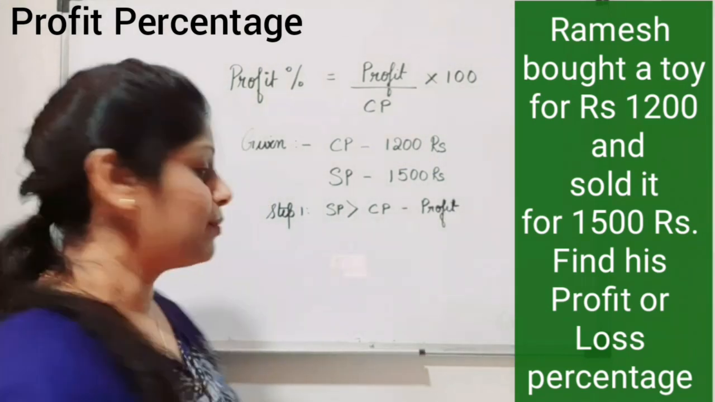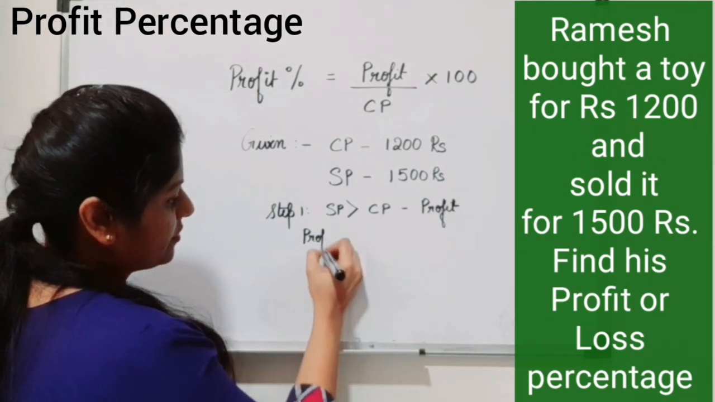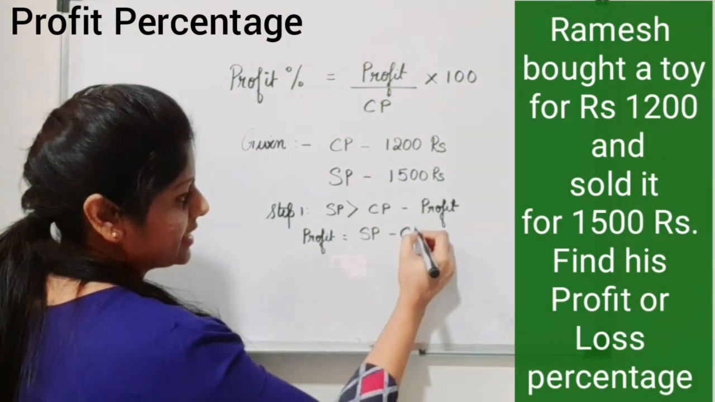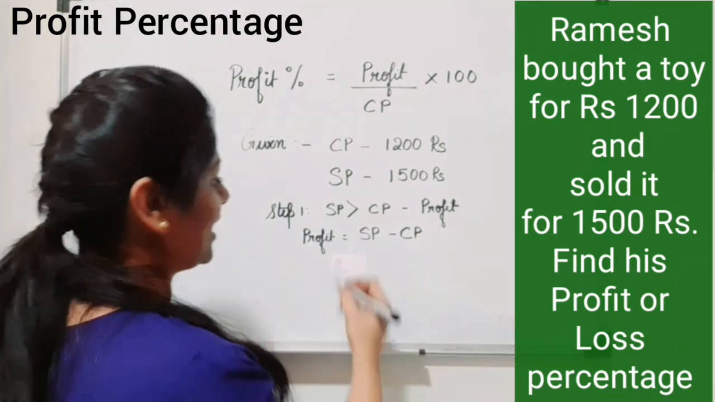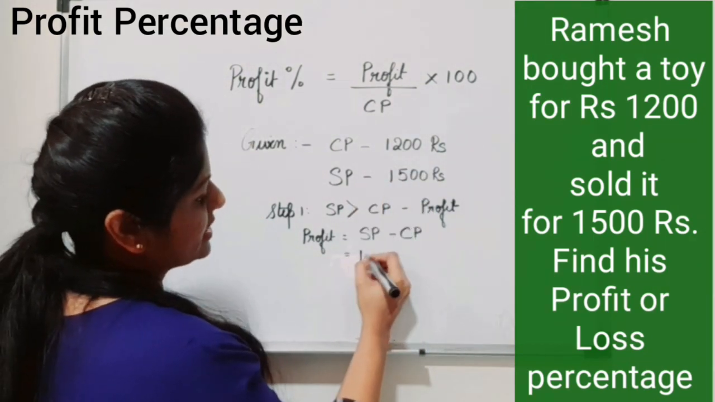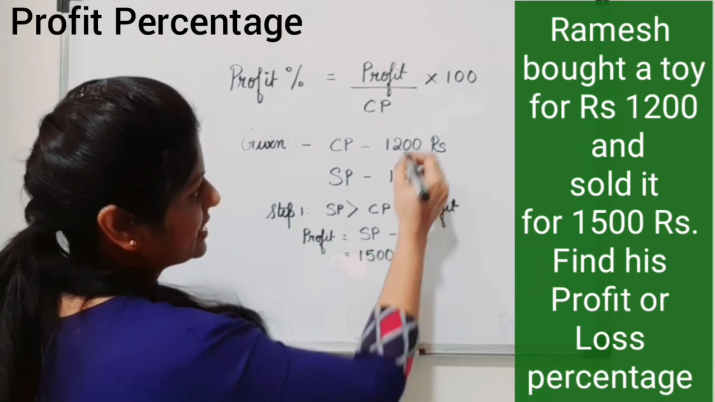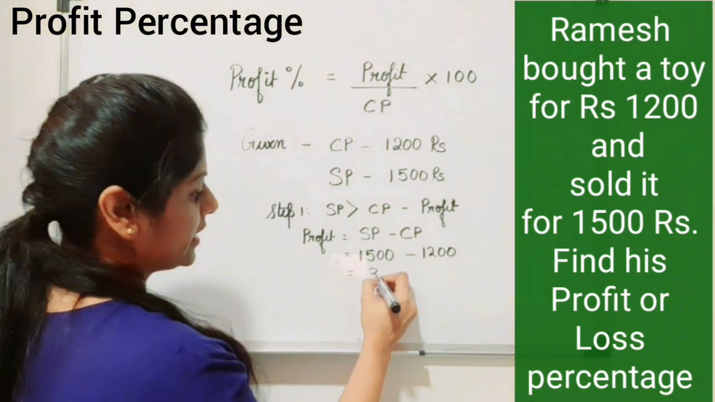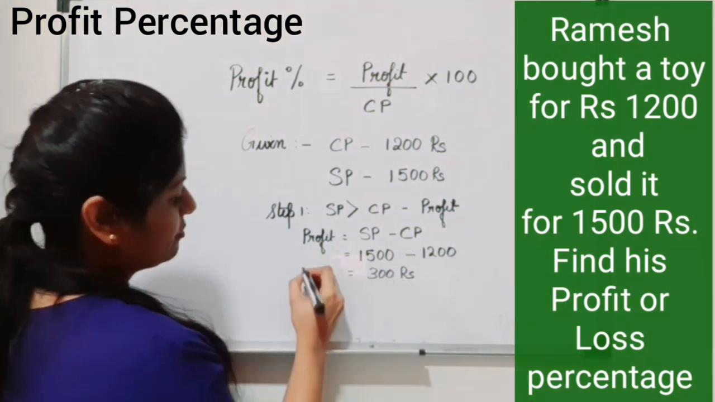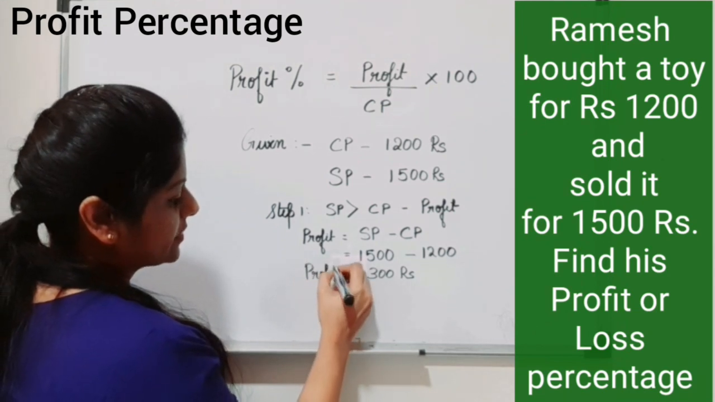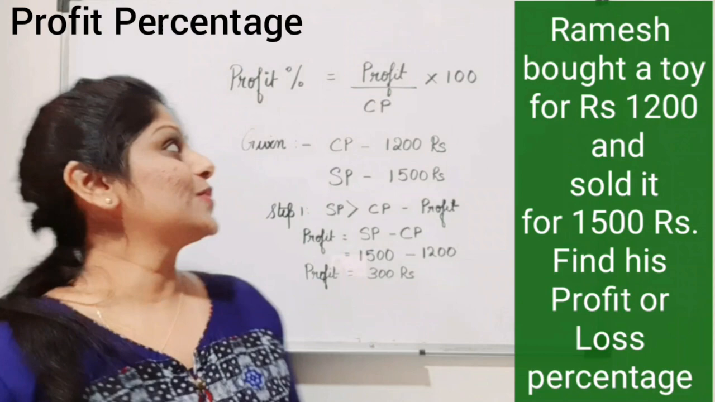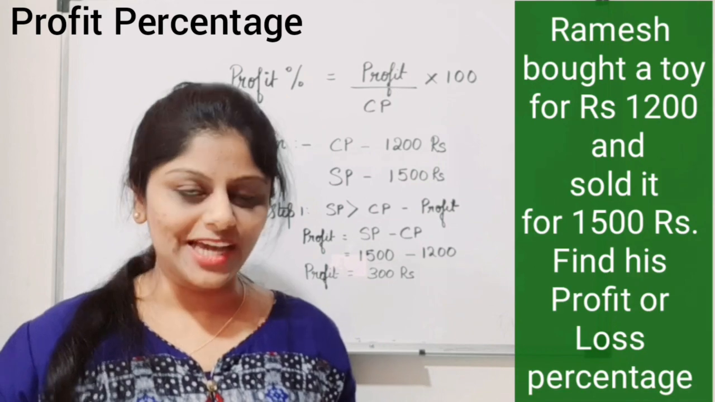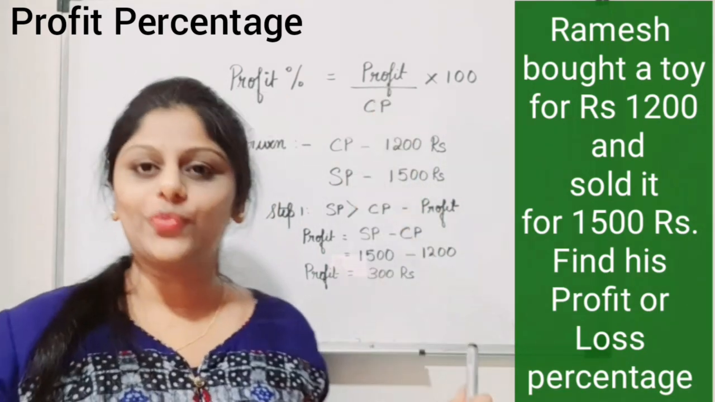And how to find profit? So profit is equal to, since SP is greater, we'll write SP minus CP, that is the bigger minus the smaller value. So in this case, which is bigger, SP is 1500 minus CP is 1200, which is equal to 300 rupees. Therefore, we got profit is equal to 300 rupees. So this percentage we have to find. So profit percentage is equal to profit by CP into 100.